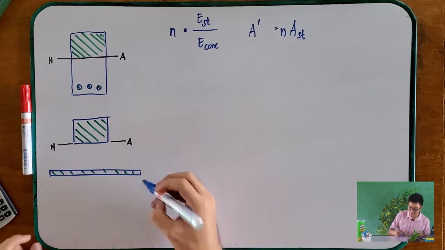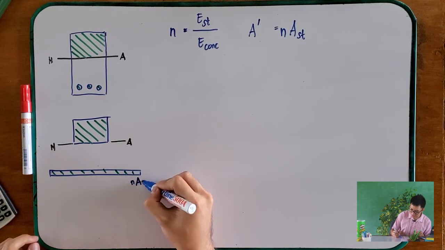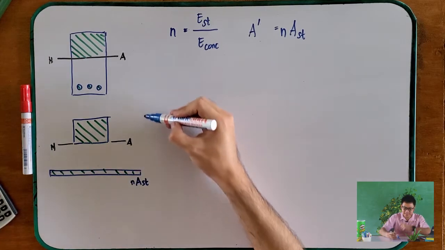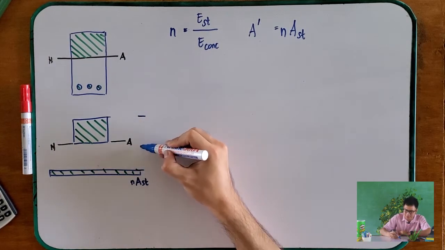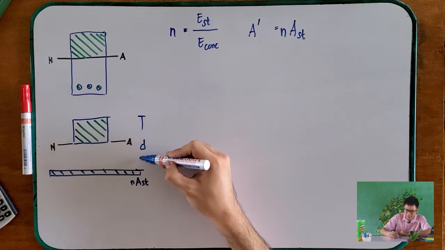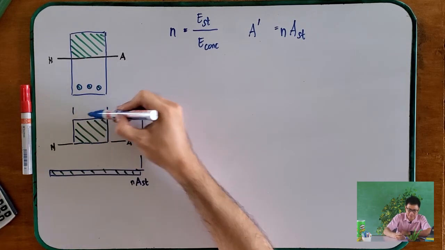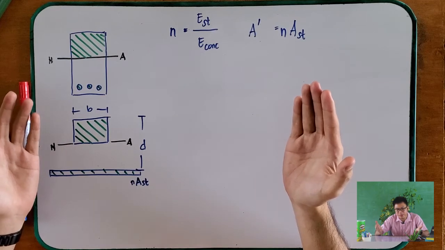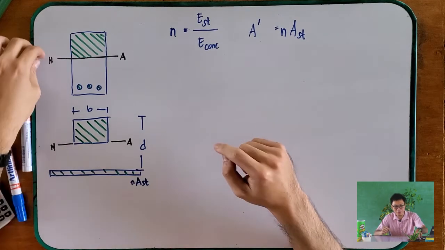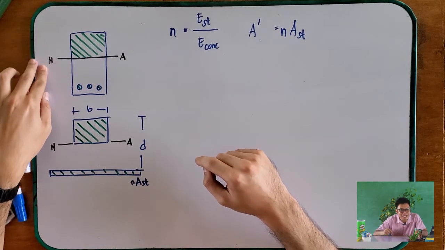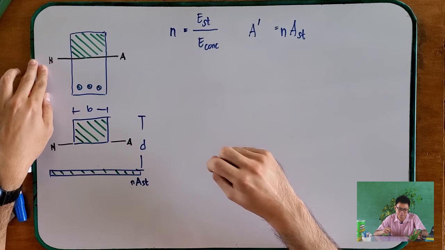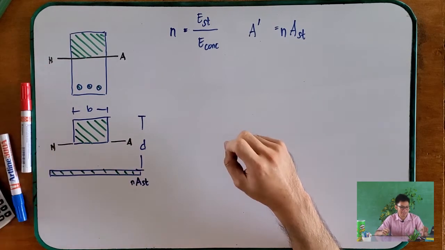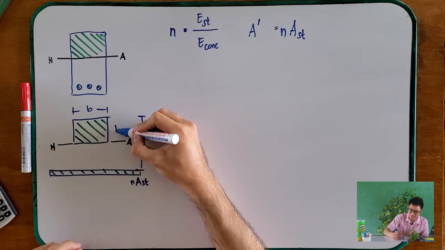And now this is your NA_st. Okay? And this distance right here is your d. And let's say the distance right here is your b. And the problem we have right now is we still don't know the distance of the neutral axis. And let us solve for the distance of the neutral axis. And let's call this one h prime.